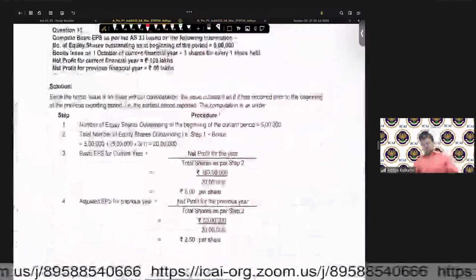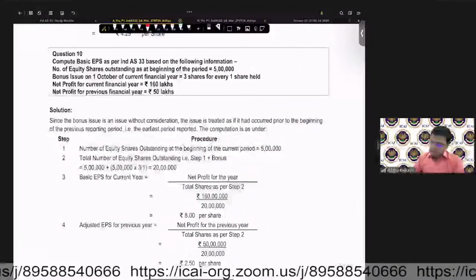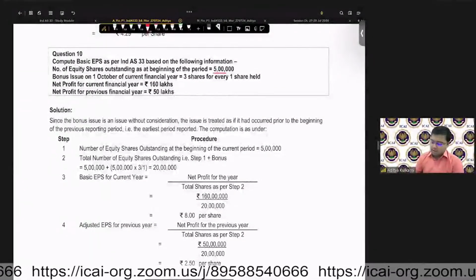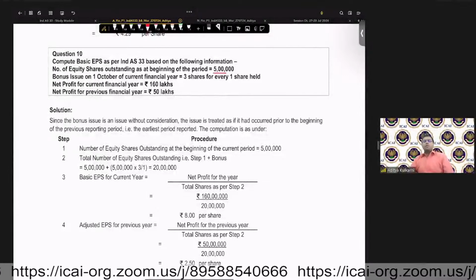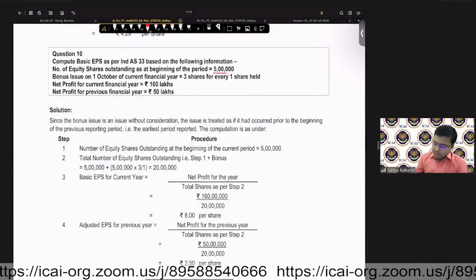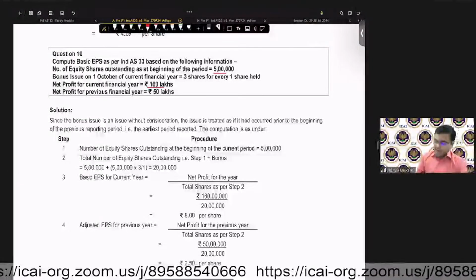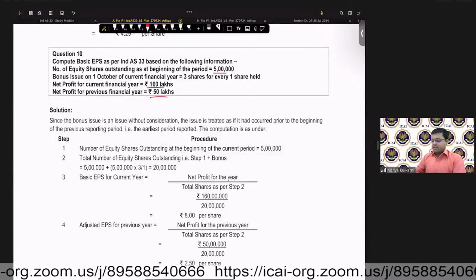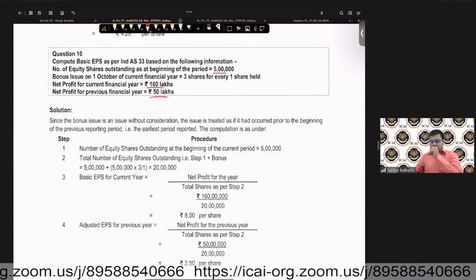Now, compute basic EPS. At the beginning of the period there were 5 lakh shares. Bonus issue: 3 shares for every 1 share held. Net profit for the current financial year is 160 lakhs. Net profit for the previous financial year is 50 lakhs.